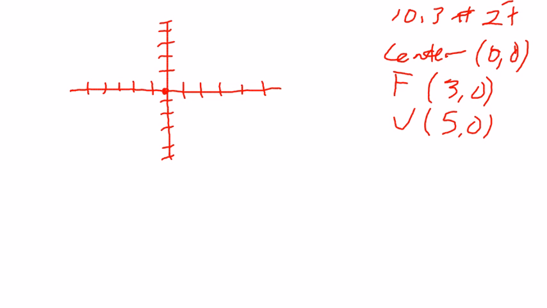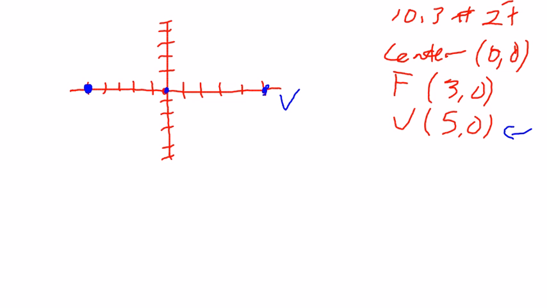Alright, so I get a center at 0, 0. Actually, maybe I'll go a different color. I get a vertex at 5, 0. Label that as V. That's this line right here. Because of that, since that distance is 5, I also know that I get a vertex straight on the other side. So I get a vertex at negative 5, 0.